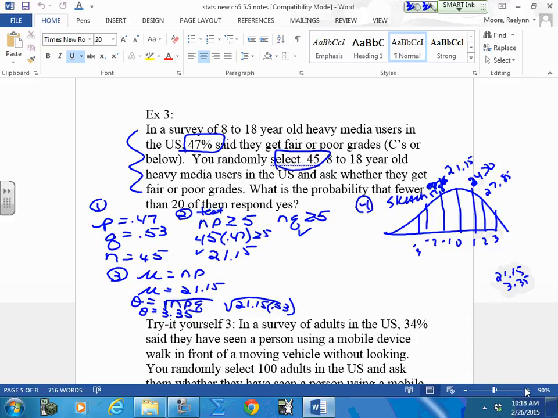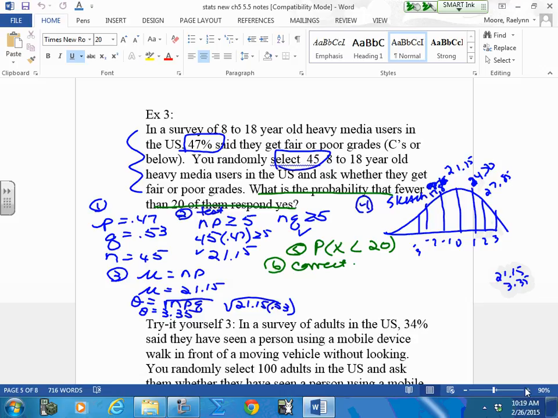Okay, so now we sketch like we normally do. Next, look at your probability statement. What do they want to know? What is the probability that's fewer than 20? How do I write fewer than 20? Less than 20. Good. Now, next step, we correct for continuity.